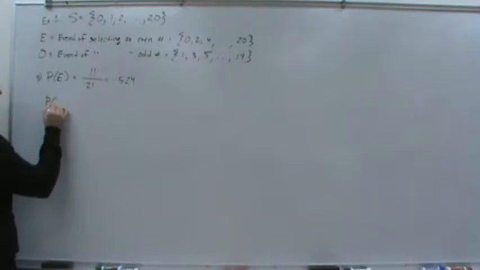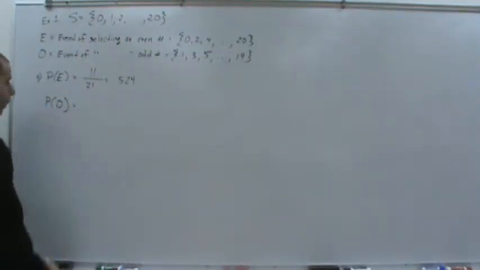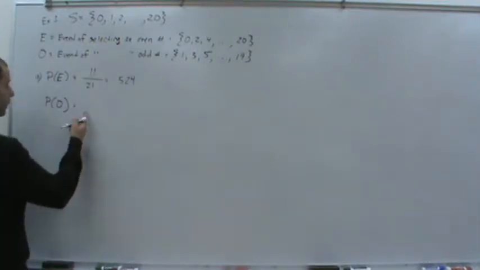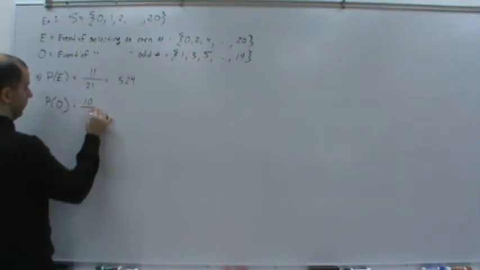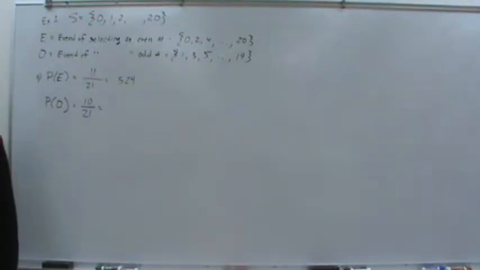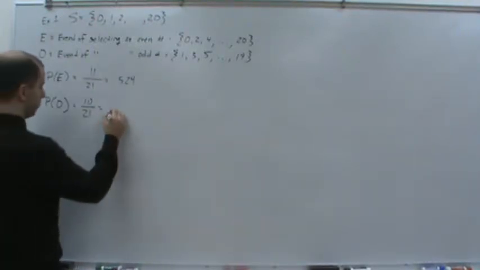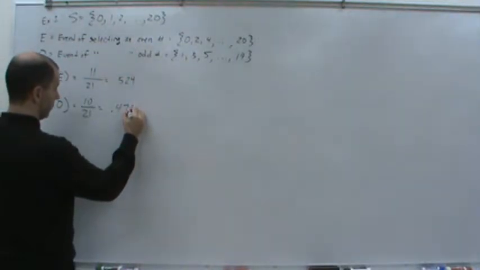Now, what about the probability of odd? There's a couple of ways we could do this. The first way is just to use the definition of probability. If there's 11 numbers that are even, and there's 21 numbers, how many numbers give you odd? It's going to be 10. So 10 out of 21 is going to give us odd numbers. So the probability is going to be 0.476.